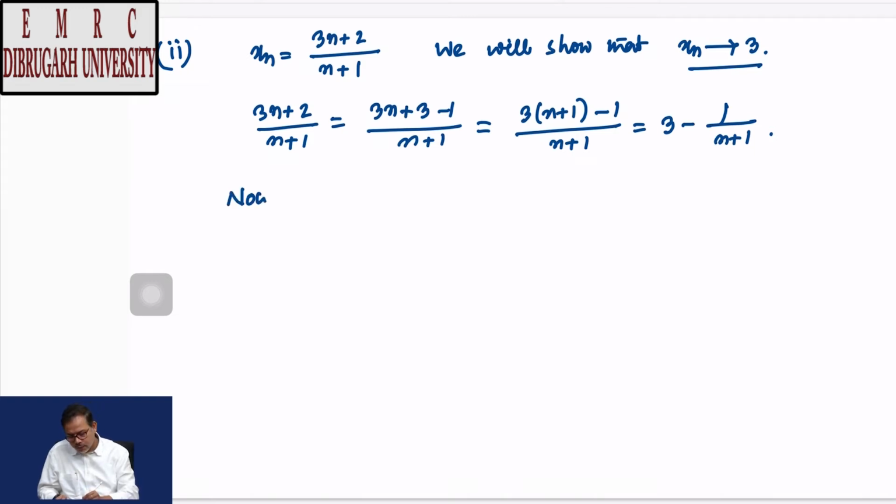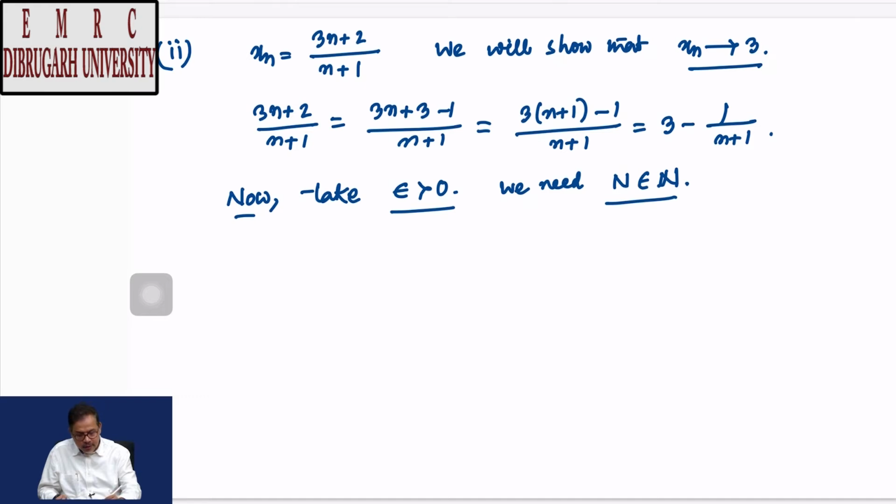Now take epsilon greater than 0, a real number. What we need? We need some capital N in the set of natural numbers such that |(3n + 2)/(n + 1) - 3| < epsilon for all n greater than or equal to N. This is what we need.